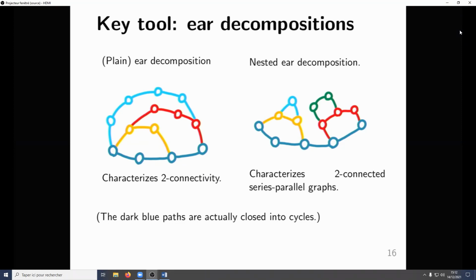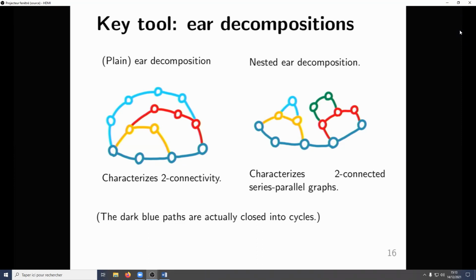And the thing is that it characterizes 2-connectivity. What does that mean? It means that if I do this construction, then I get a 2-connected graph. And if I have a 2-connected graph, then I can build it this way. Okay, so that's an ear decomposition. It really characterizes 2-connectivity. And well, if you look at nested ear decomposition, where you have, in addition, that each path should be somehow plugged into the same path.